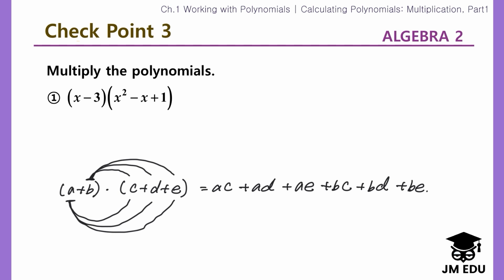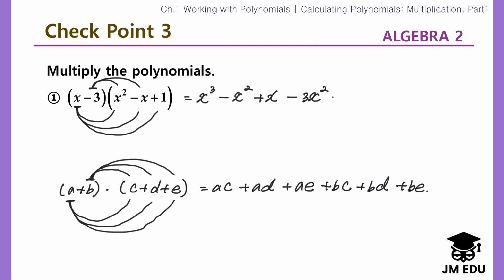That's how we multiply them. Okay, so for number 1, first, starting from x times x squared, that's x cubed. x times minus x, that's minus x squared. x times plus 1, that's plus x. Now, starting from negative 3, negative 3 times x squared, that's minus 3x squared. Negative 3 times minus x, that's plus 3x. Minus 3 times plus 1, that's minus 3.